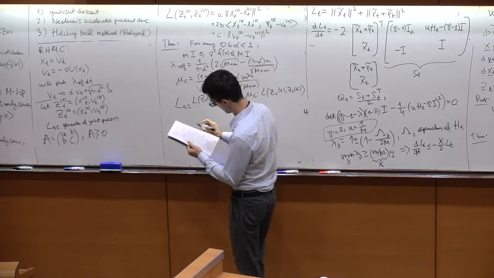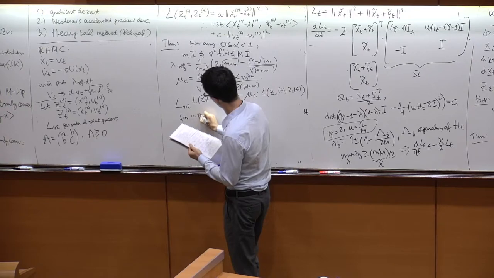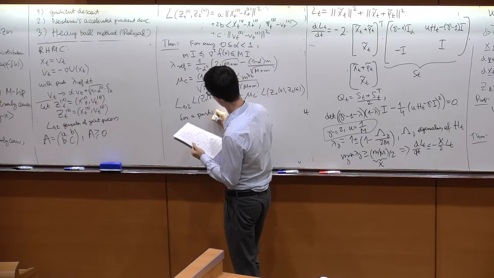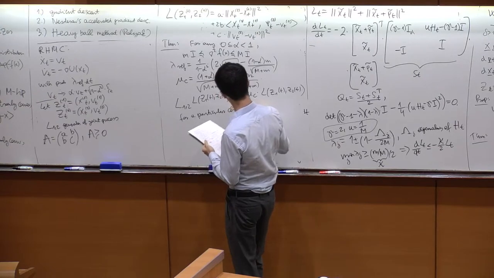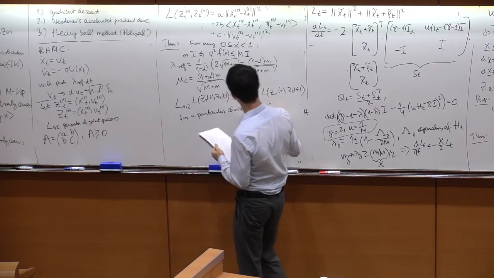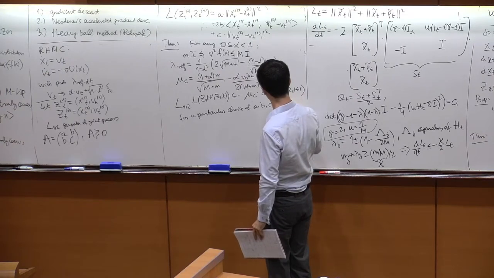For a particular choice of A, B, C. And then it's satisfying that the matrix A formed from them is positive definite.